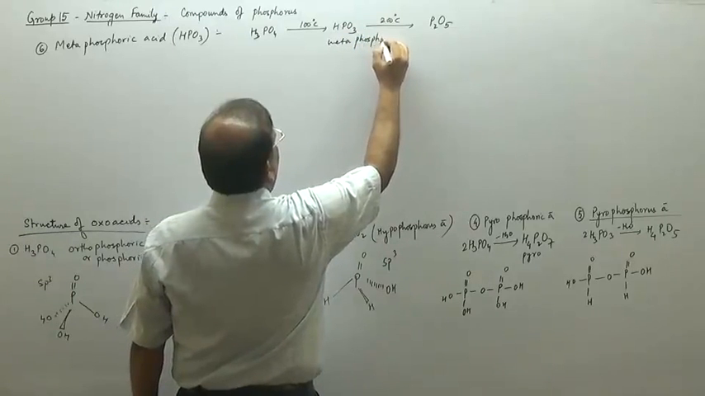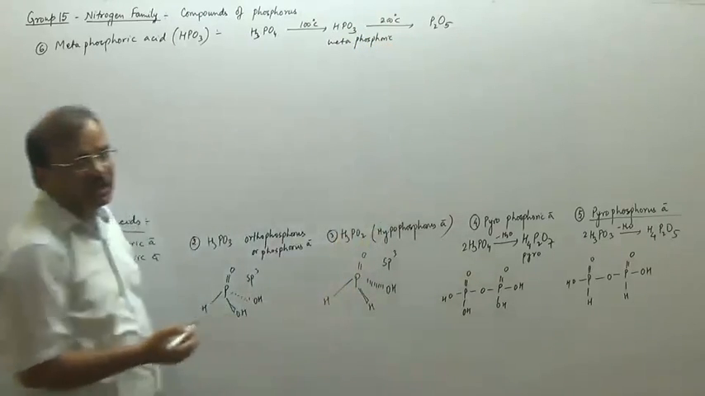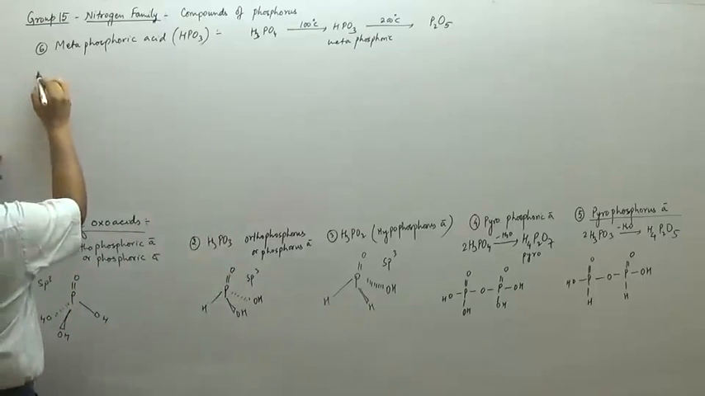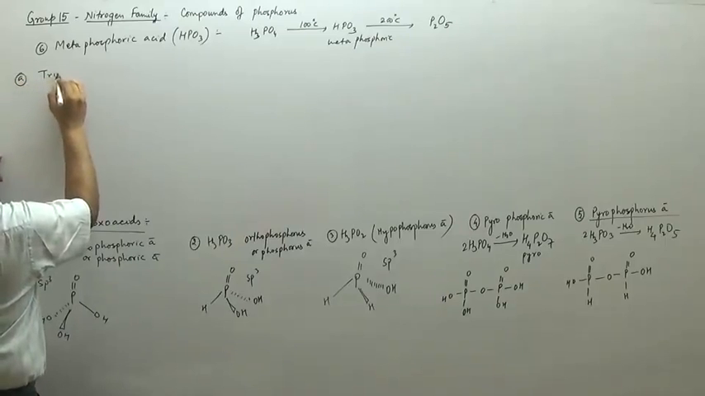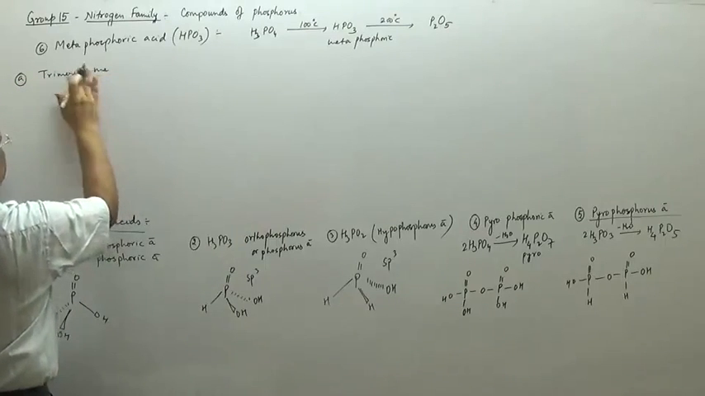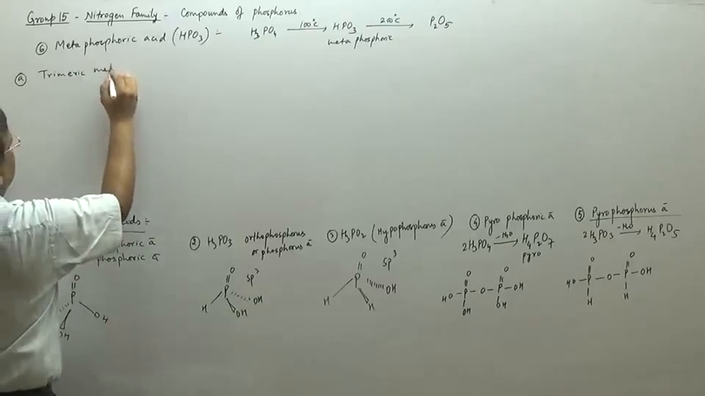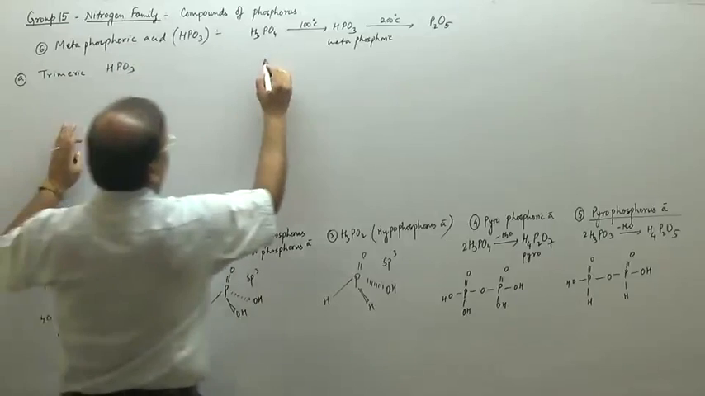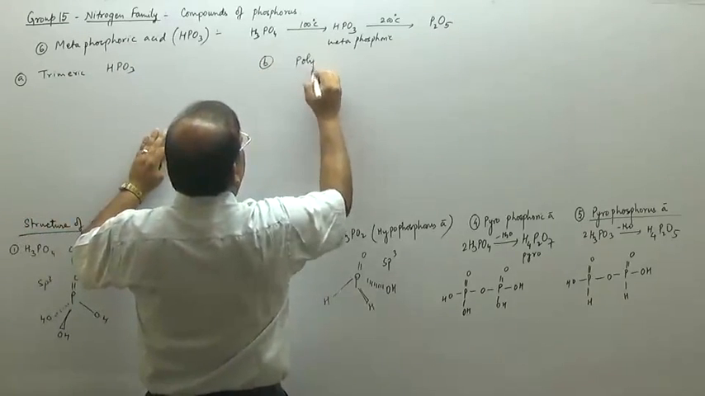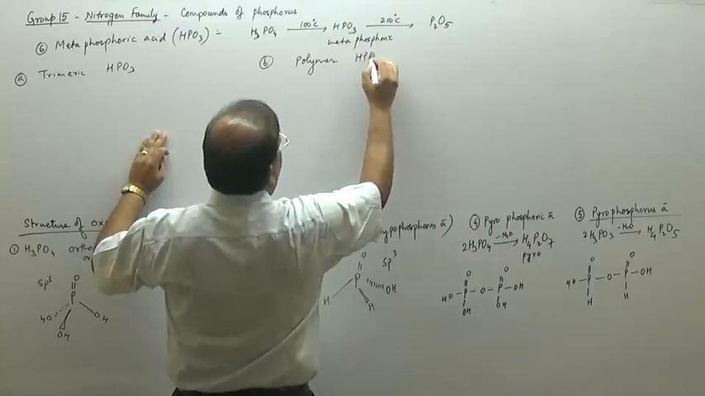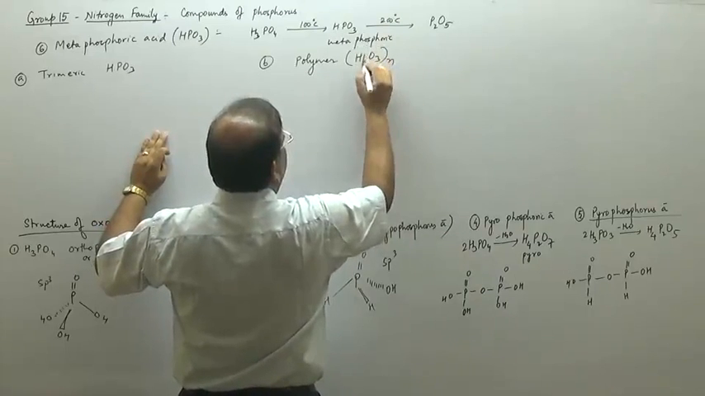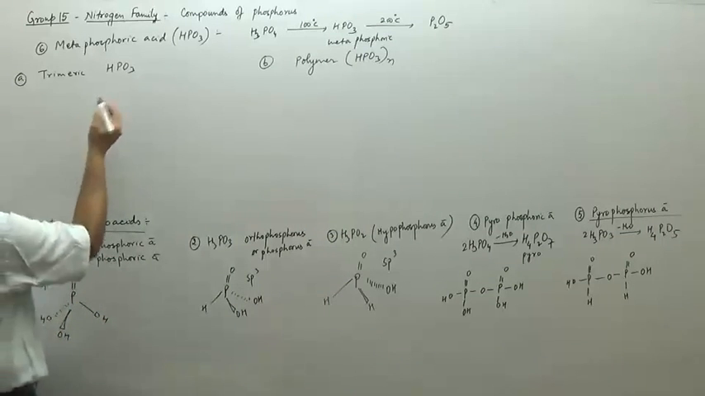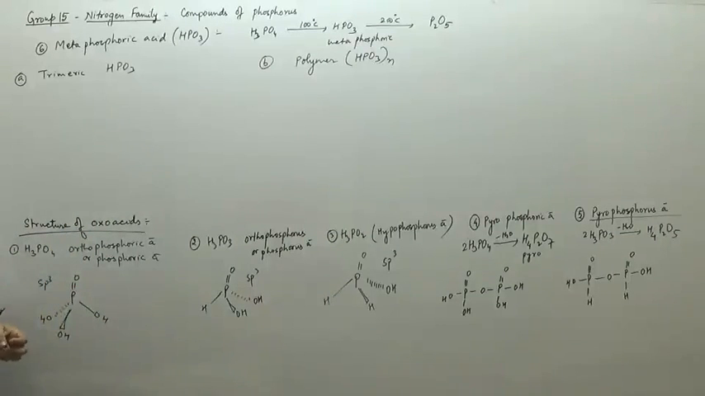We can say that metaphosphoric acid exists as a trimer or as a polymer, so polymeric and trimeric. I'll write trimeric HPO3 here, and polymeric, that is HPO3 n times, we can write like this. So it exists in two structures, that is the polymeric or the trimeric.